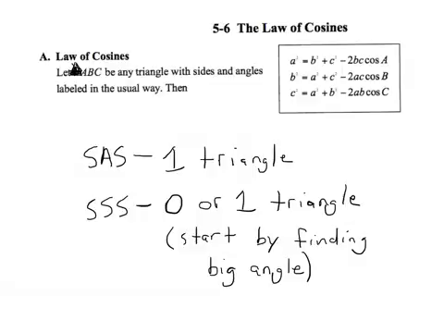The other thing to know for this particular law is that you're going to use it when you see a side angle side situation. That's going to guarantee you one triangle, or you can use it for side, side, side. And this is kind of a special case where potentially there could be 0 triangles formed. Most of the time, though, I'd say there's one triangle.